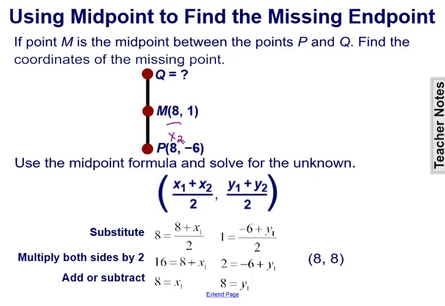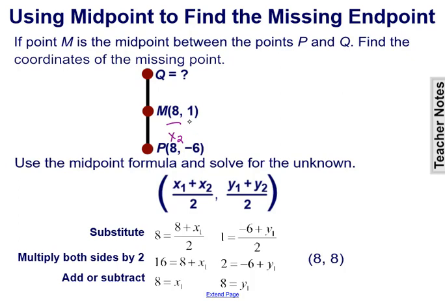So for the x-coordinate, we'll get 8 equals (8 + x1) divided by 2. We can then multiply both sides by 2, and then we can subtract 8 to get that first coordinate of that missing point was 8. And then we'll do the same thing with the y values.